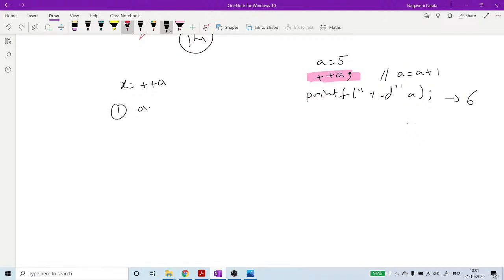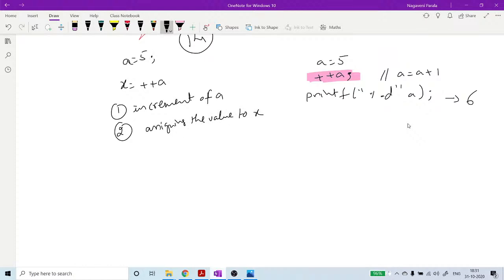There are two things happening here. Increment of the a value, and the next step is assigning the value to x. Suppose a is 5.